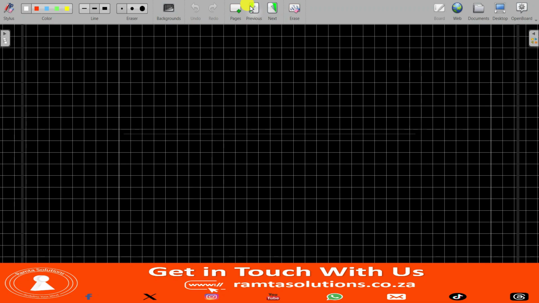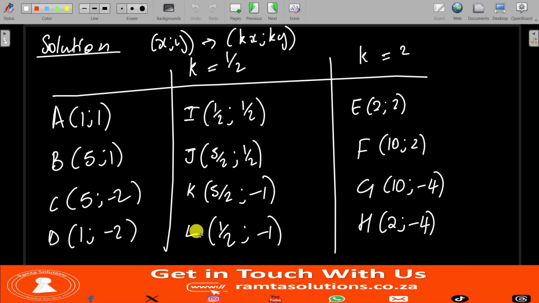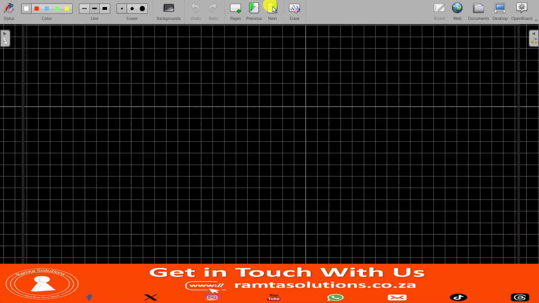What is the lowest y value we had? The lowest y value we had was negative 4. And the highest x value was positive 10. The lowest x value was positive half. And the lowest y value was negative 1. No, it's negative 4. The highest y value is 2. So I can say my highest y value will be 4.